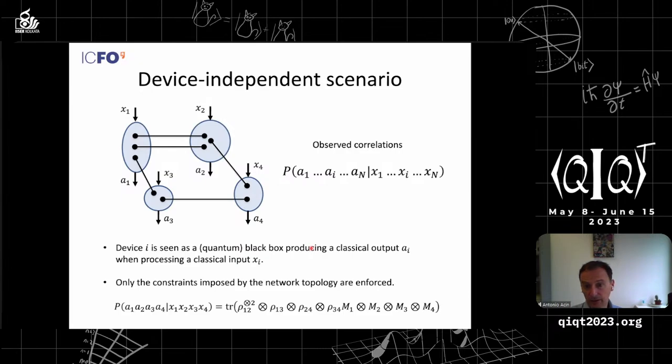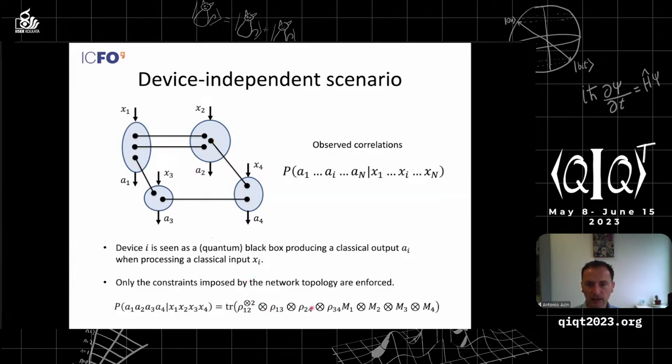And so in this device-dependent scenario, every node or device is just seen as a black box, in fact a quantum black box that collects a classical input and produces a classical output. Then when we say that we will impose the constraints enforced by the network topology, what we mean is that, if you look at this picture here, because of the network geometry, nodes 1 and 2 share a copy of the state rho_12. Then 1 and 3 share another state, rho_13. I write rho, but it's assumed to be a different state.